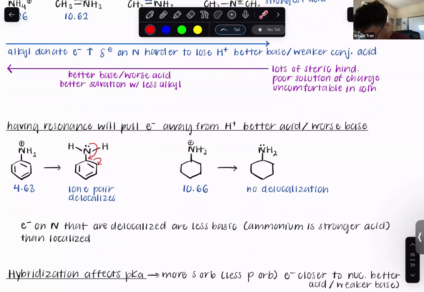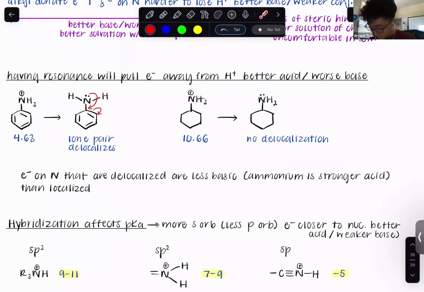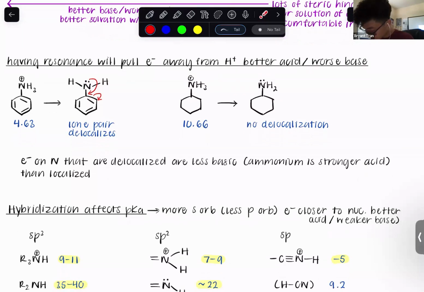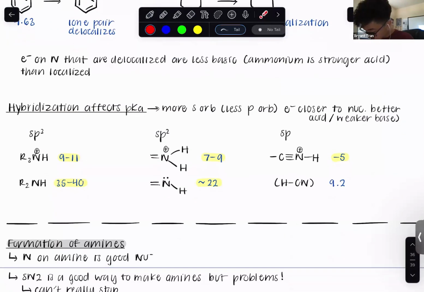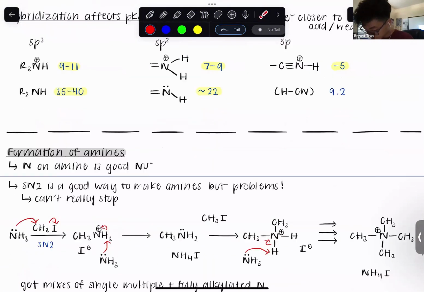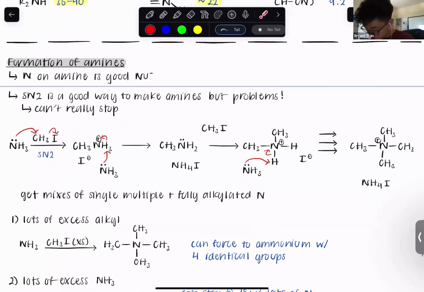Okay. Have resonance. Yeah, so this pair of electrons here is not going to be basic or reactive because it can do resonance with the benzene ring right here, making it stable and less reactive. Okay. Hybridization: sp3, sp2, sp. More s character, more acidic, because closer to the nucleus, which is going to stabilize the negative charge. Formation of amines.